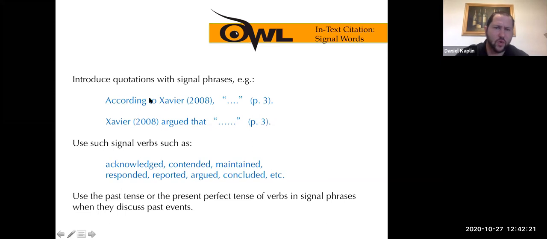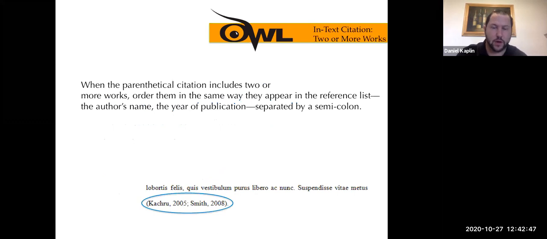You could write it according to Xavier 2008 quote page, or you could just start with the person, say Xavier argued that quote page. Try and use signal verbs such as suggested, argued, reported, concluded, contended, maintained, always in the past tense because you're citing other people's research from past work.